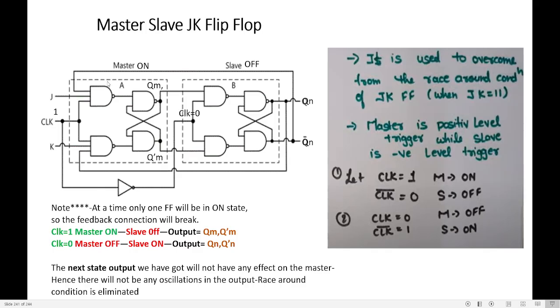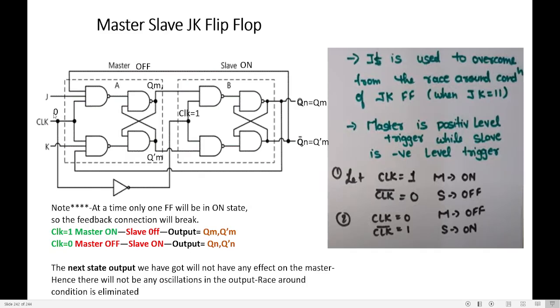So whenever clock is 1, master is on and slave is off. It means at any point of time only one flip-flop will be on, the other flip-flop will be off. Suppose clock is 0, what happens? 0 gets inverted, you get clock here 1. So since clock is 0 here, master is off. Clock is 1 here, slave is on.